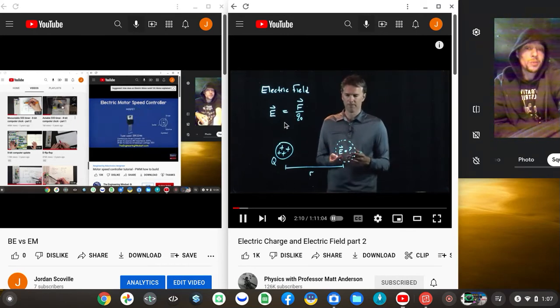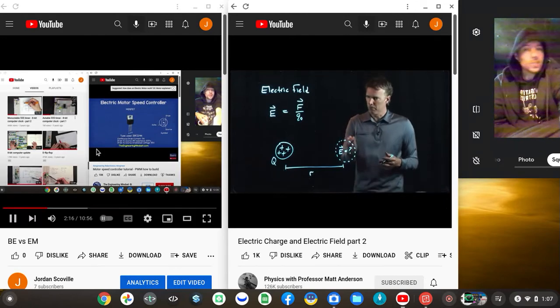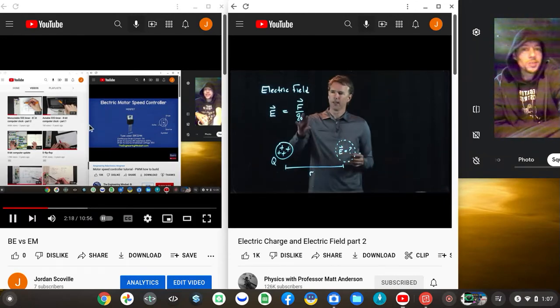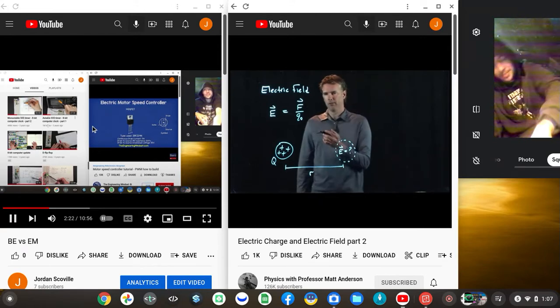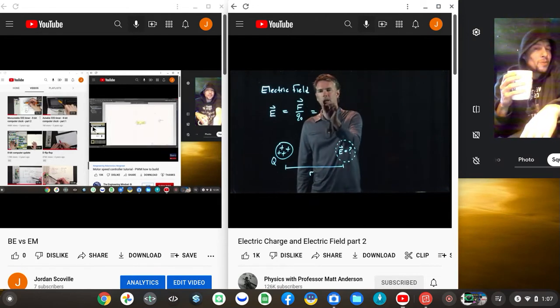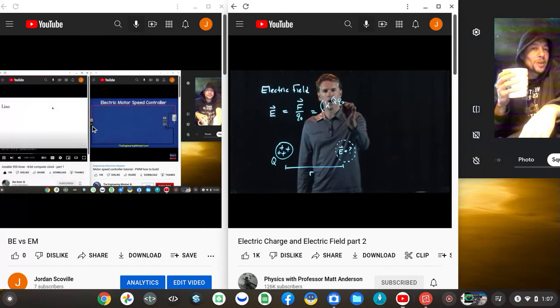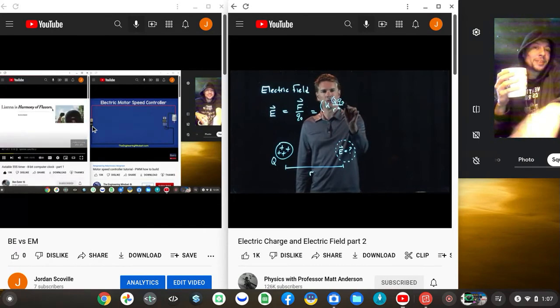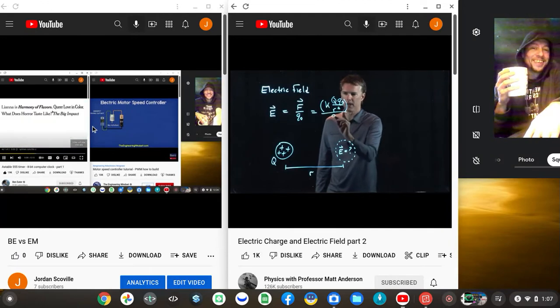Now, is that the only way that things happen? In this case, we know that it will experience a force. And the electric field is F over Q naught. But we know what F is. F is Coulomb's law. It's K, Q1, Q2 divided by R squared. We're going to divide that whole thing by Q naught.